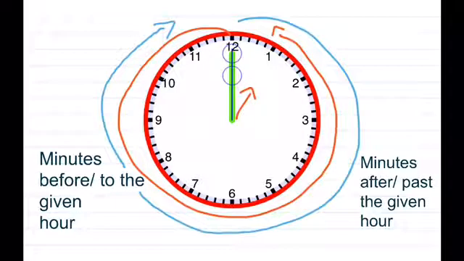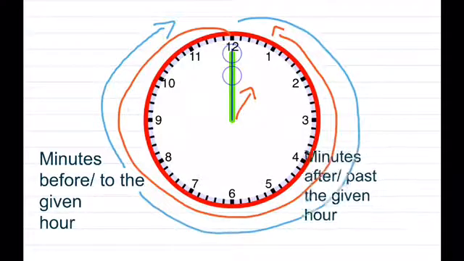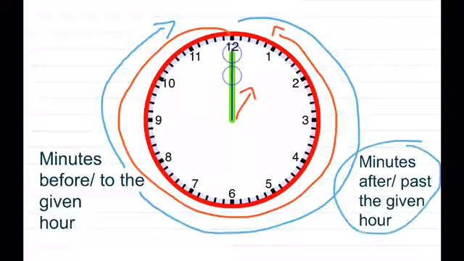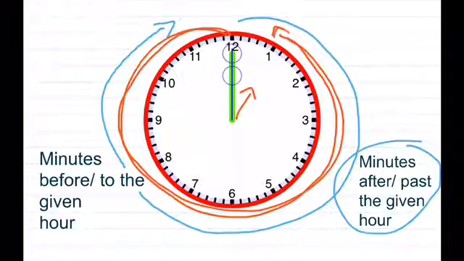we can express or say the time as minutes before or to the given hour. Now let's put that together. Again, if we move the minute hand following a clockwise direction around the clock, we can express the time as minutes after or past the given hour. If we move the minute hand backwards following an anti-clockwise direction, we can express or tell the time as minutes before or to the given hour.